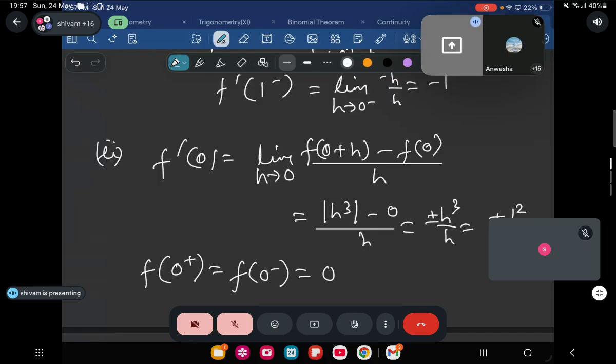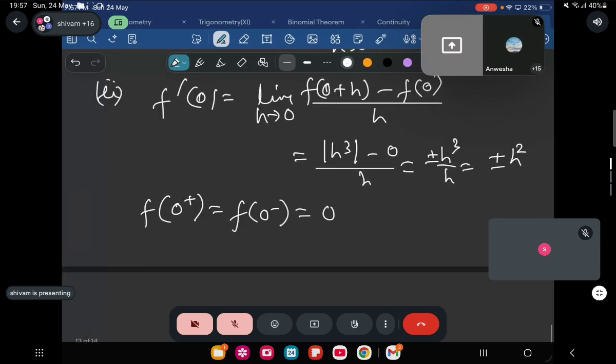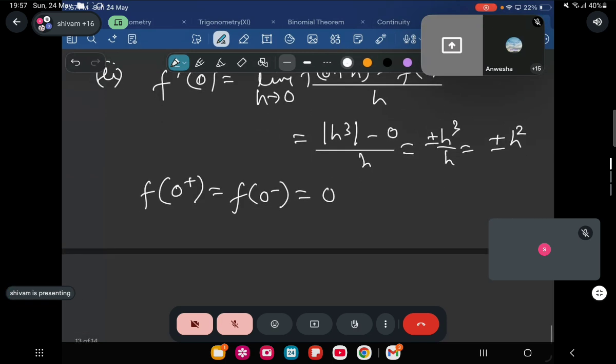We'll learn it later, in AOD. There is some special property of f of x equal to x cube. So what is it? Point of inflection. Wherever there exists a point of inflection, that mod function becomes differentiable. We'll discuss it later. Okay. Next, everyone.